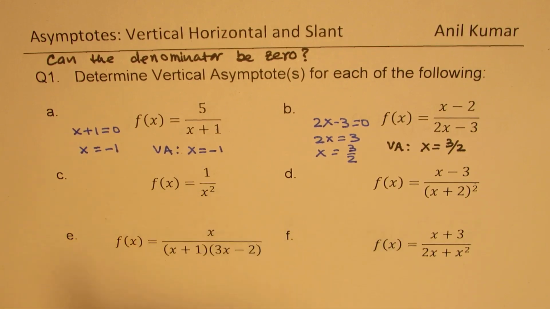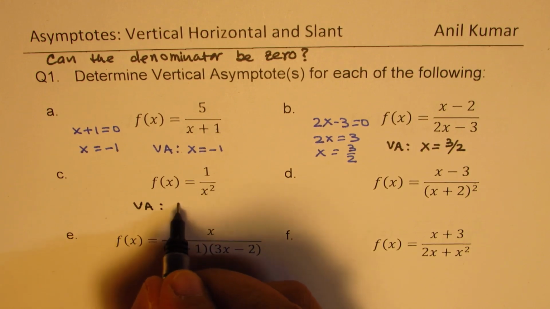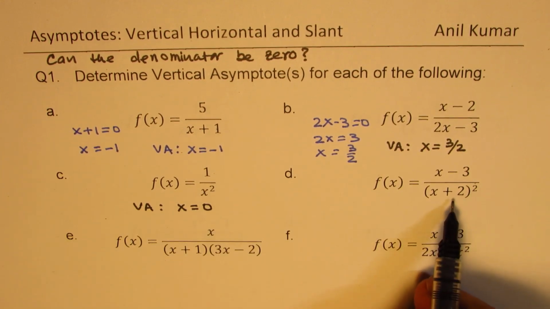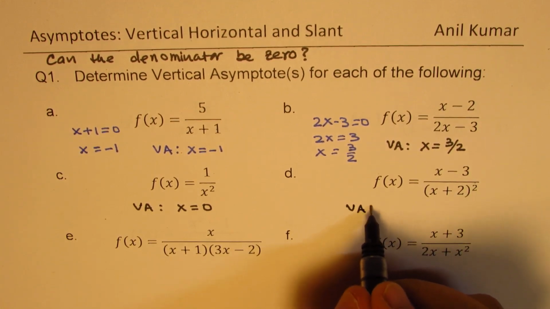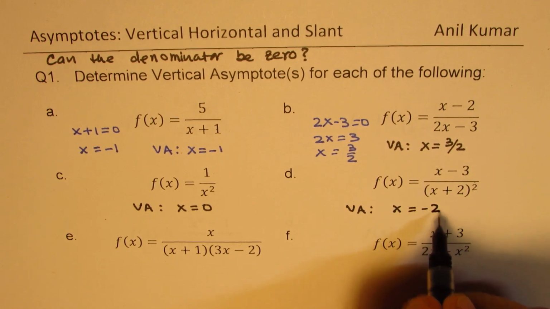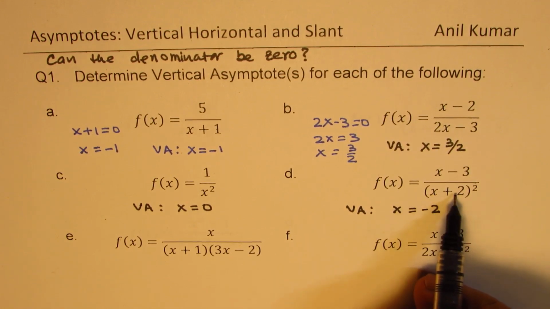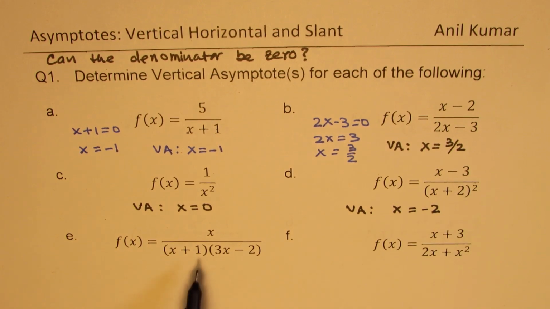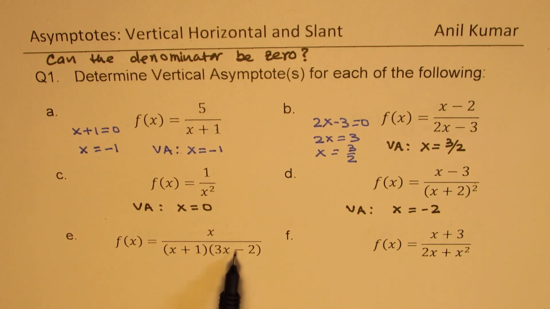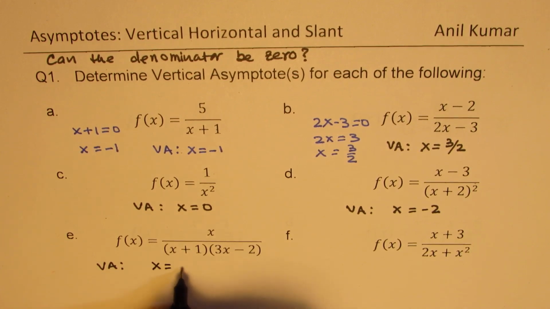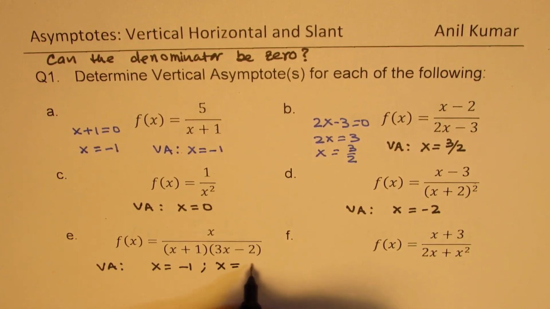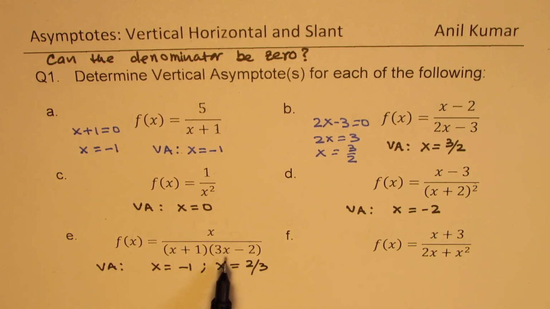x squared, x is in the denominator. So we have a vertical asymptote which is x equals 0. Now here we have x plus 2 whole squared. So we have a vertical asymptote, and that is at x equals minus 2. If I substitute minus 2 here, we get 0 in the denominator, right? Now in this equation, we could have two different values for which the denominator is undefined. So the vertical asymptotes, there are going to be two. One is at x equals minus 1, and the other one will be at x equals 2 over 3. How do we find these values? Equate denominator to 0. Perfect.